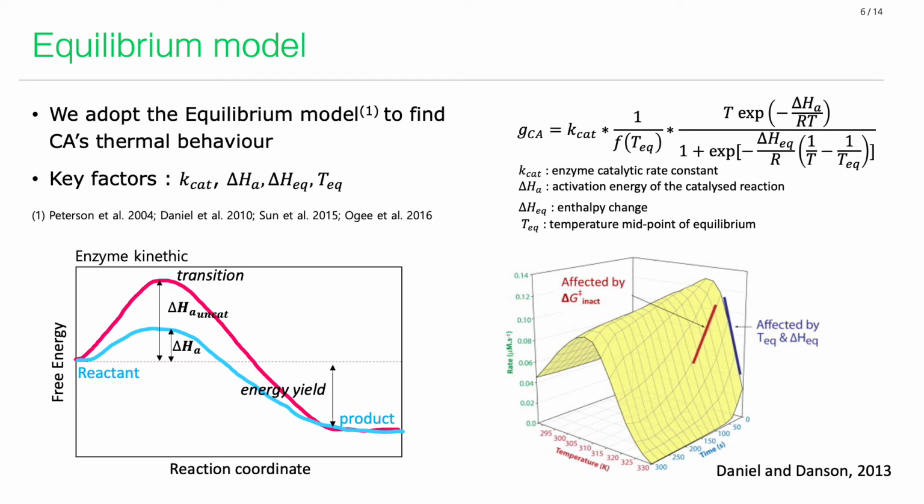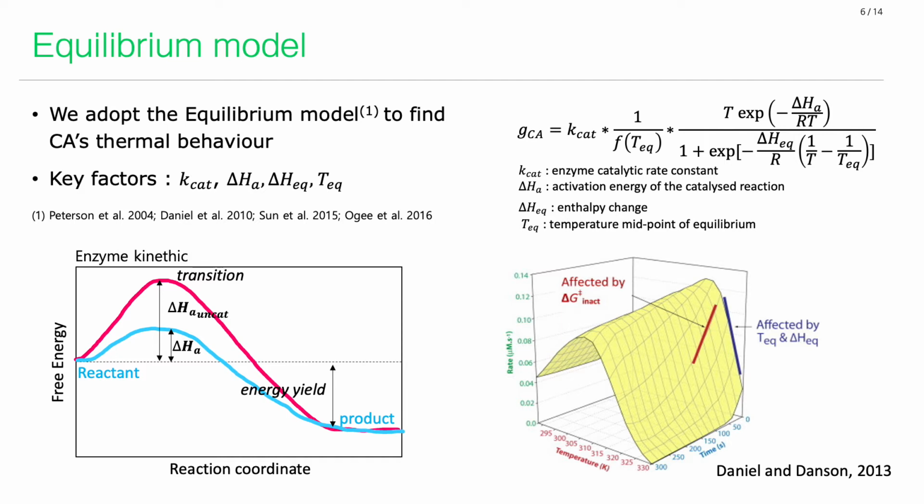The first factor is kcat, the enzyme catalytic rate constant. The second is the activation energy of the enzyme reaction. The left figure is about enzyme kinetics. In leaves, a reactant can be changed into a product when it obtains energy. The red line is the transition without enzyme, and the blue line is the same but with enzyme. To transform the reactant, the activation energy is necessary.